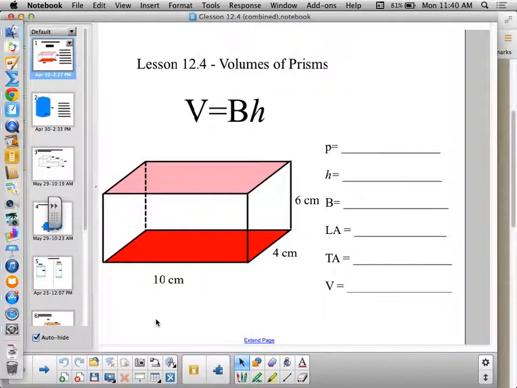Anyway, so the things we're going to be concerned about. We're going to be concerned very much about the base, the perimeter of the base, the area of the base, and then the height, which is the distance between the bases. If I look at this, rectangular prisms are the easiest ones to work with. So if I look at a rectangular prism like I have here, I've got my bases highlighted in red and pink.